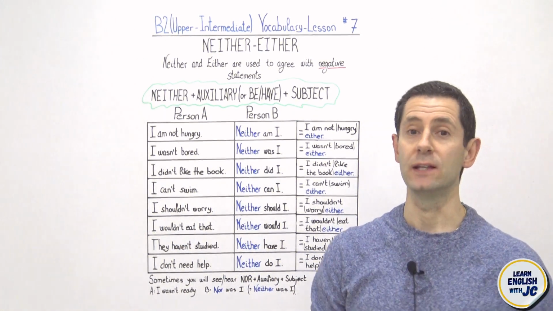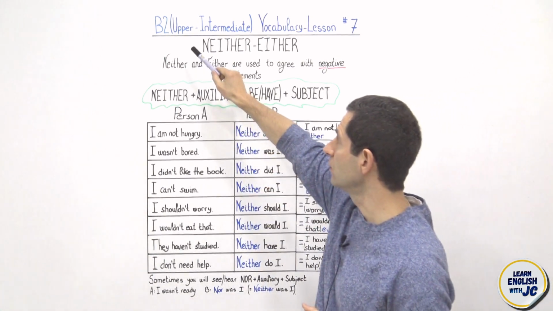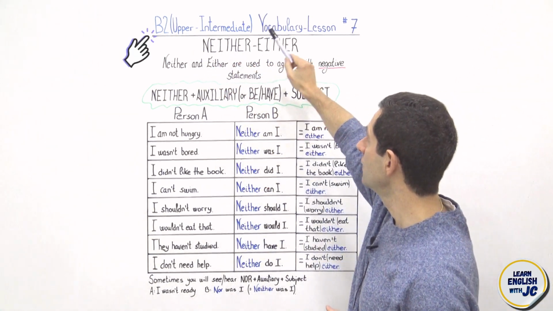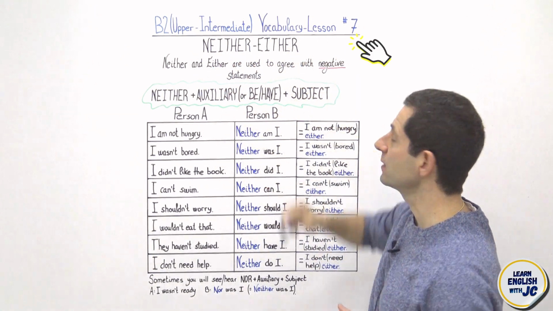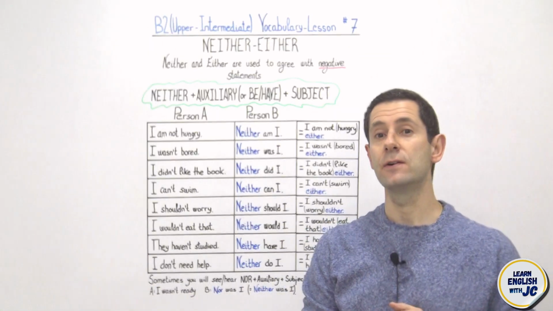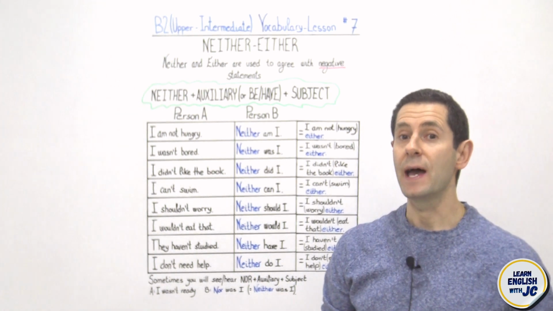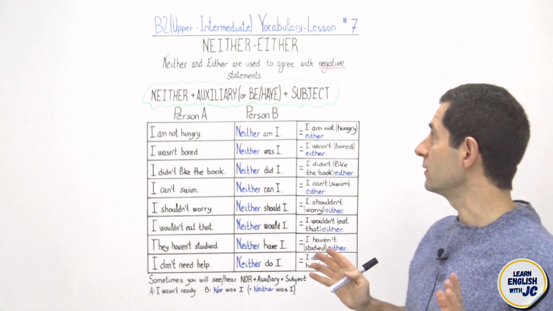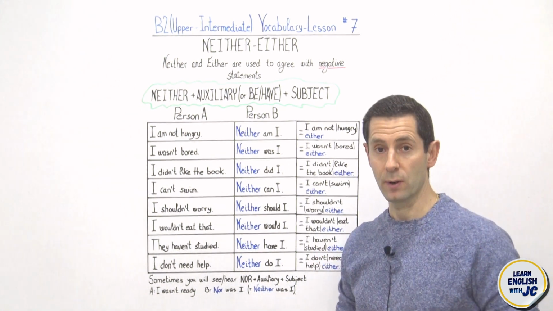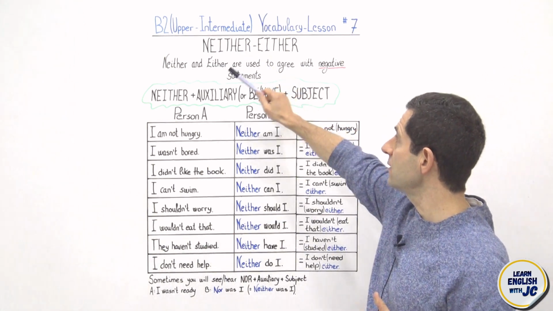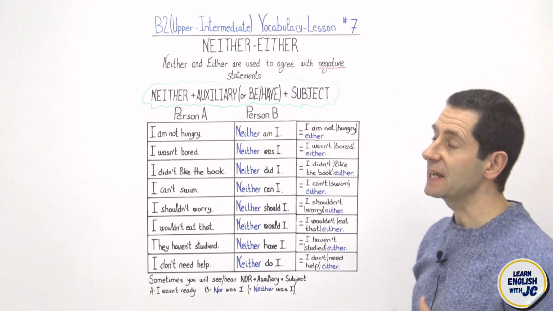In today's video, which by the way is level B2 upper intermediate, vocabulary section, lesson number 7, we are going to talk about neither and either. You can also pronounce them neither and either. I personally prefer neither and either, but it's up to you however you want to pronounce it. Neither and either are used to agree with negative statements.